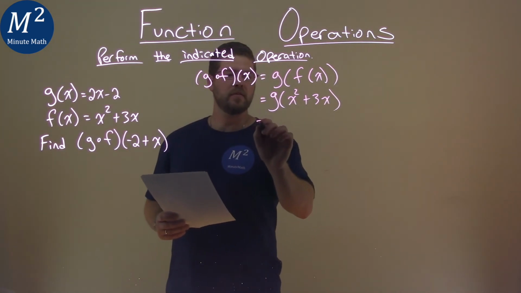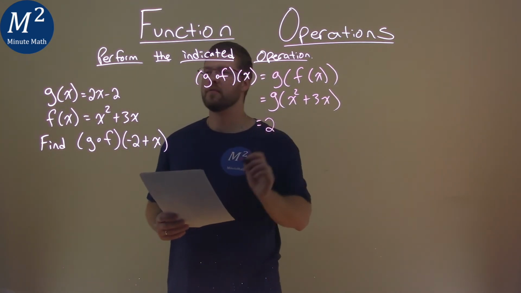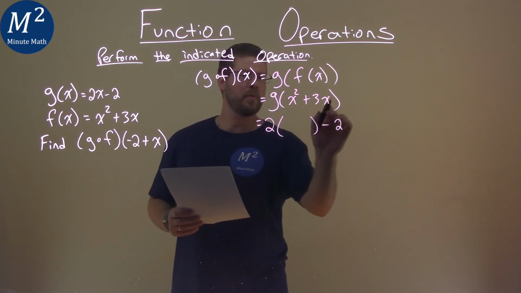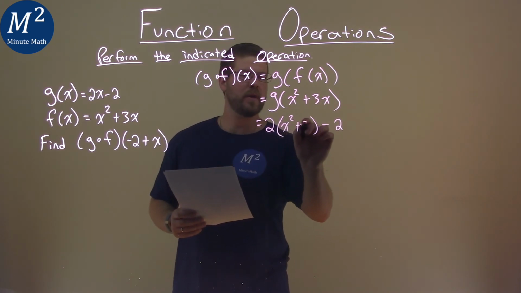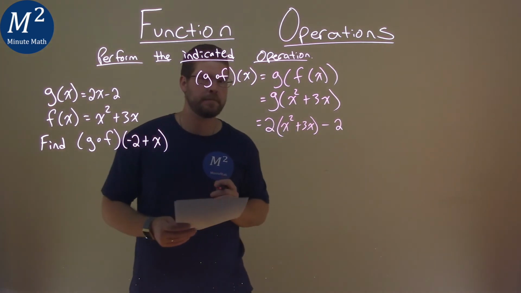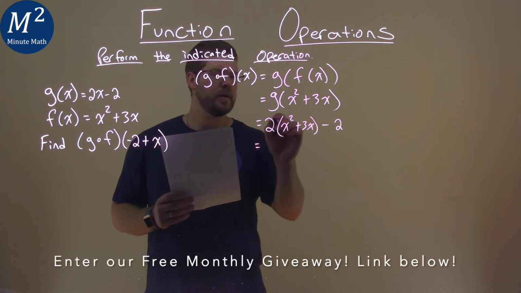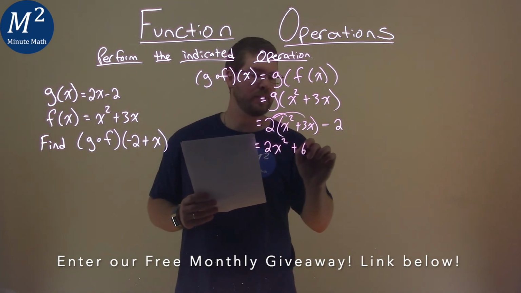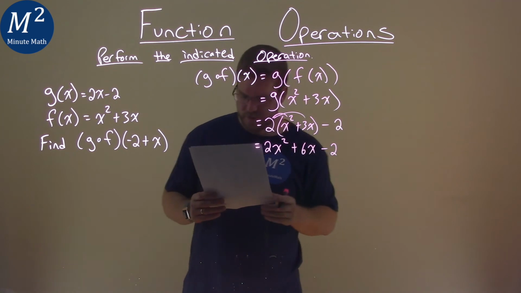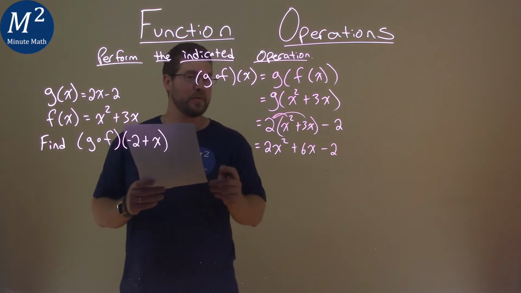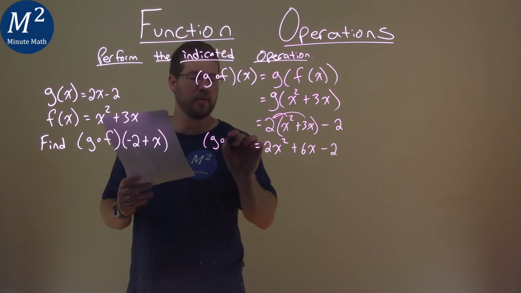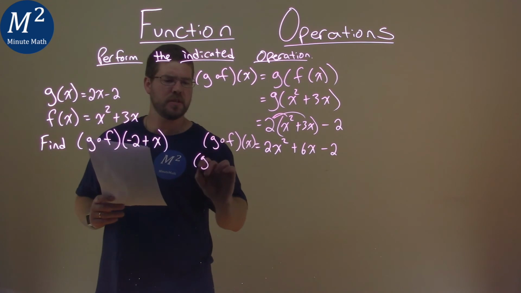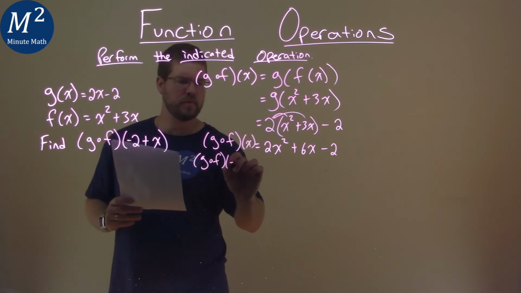Then we're given g, so we take our function g, which is 2x minus 2. But instead of an x, I'm going to put parentheses here, and then minus a 2. I'm going to put what we have right here, x squared plus 3x, for what that x value should be. Now let's simplify this a bit. 2 times x squared is 2x squared, and 2 times 3x is 6x. Then we subtract a 2 here. So far, so good. And again, this is our g of f of x. But we want to find g of f of negative 2 plus x.